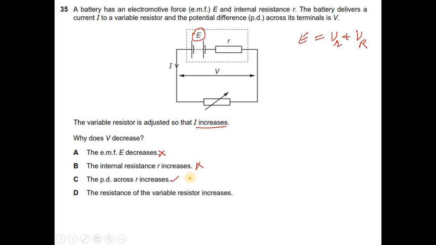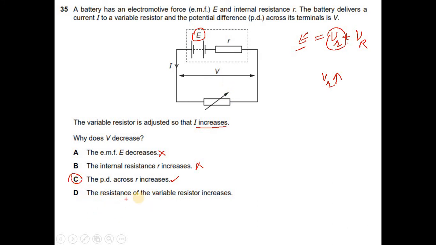The reason is because the potential difference Vr is increasing, due to which VR, or capital V, has to decrease so that the sum always remains E. That's why V decreases. V means potential difference across the variable resistance, or you can say terminal potential difference. So your option is C, of course.